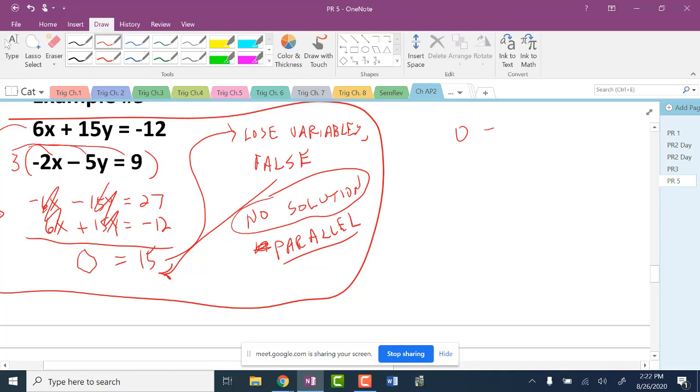Hey, just for giggles, before I move on to the literal equations, which is the next page of notes, what if you got 0 equals 0 in a different question? So that means you lost variables, but what's left over is true.